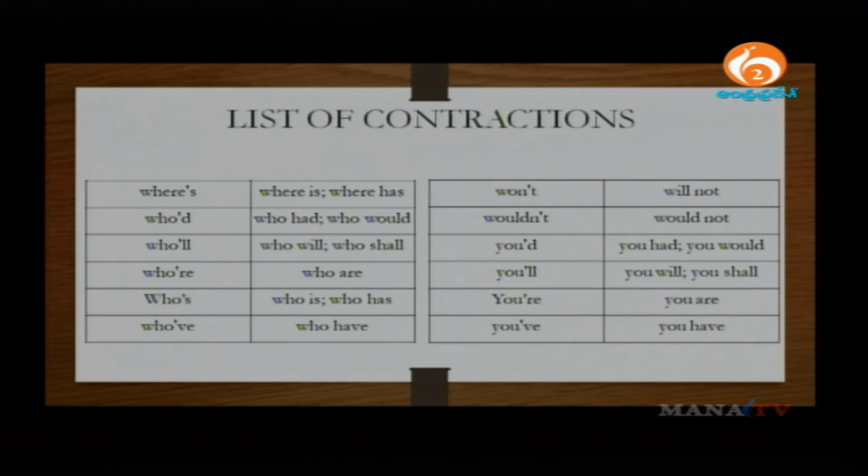Where's, where is, where has. Who'd. Is that the D you're pronouncing at the end of the who? Who'd, who had, who would.